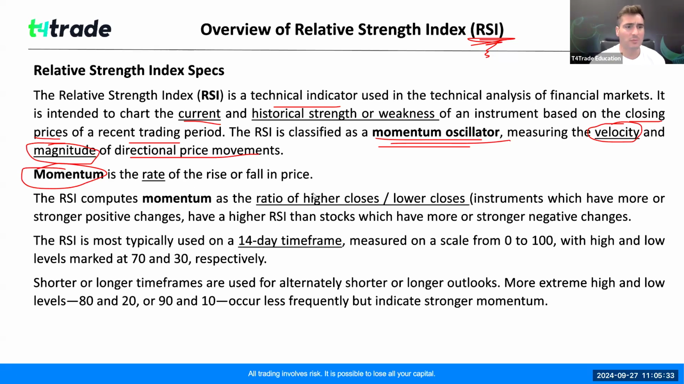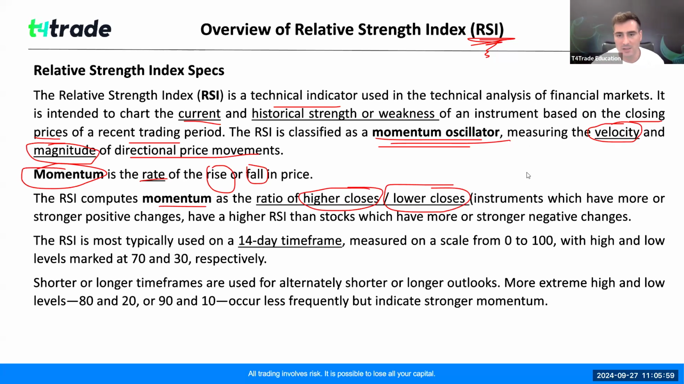Okay. So momentum is the rate of the rise or fall in price. So it's a percentage change of price action. How fast is a delta? It is a change of how quickly the price action is evolving either to the upside or the downside. So the RSI computes momentum as the ratio of what? Higher closes compared to lower closes. Again, it compiles information about the past.